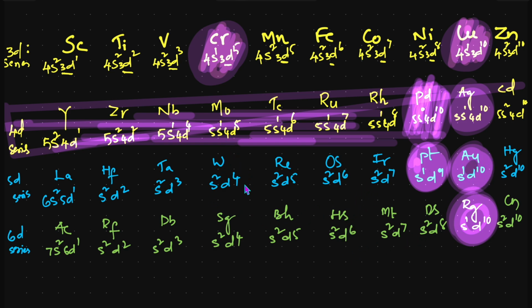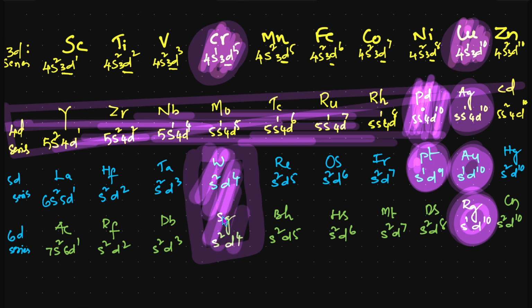Here we see the D4 configuration in the last two elements. Tungsten as well as seaborgium have the D4 configuration. Why? Because as the atomic number increases, the pairing exchange energy is not going to compensate for their nuclear charge. So because of the smaller size, this type of migration of electrons is not possible.